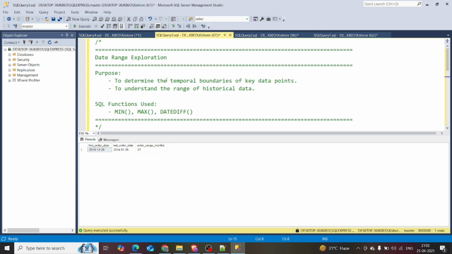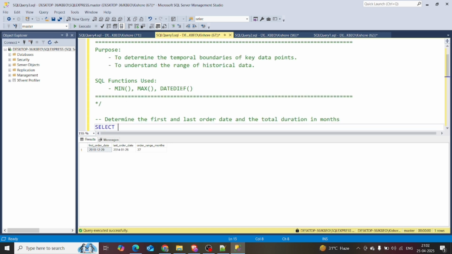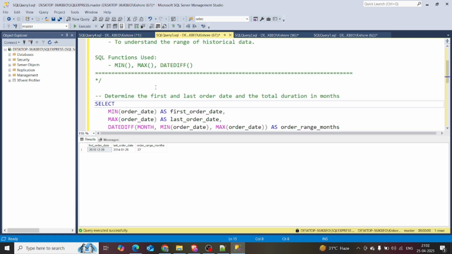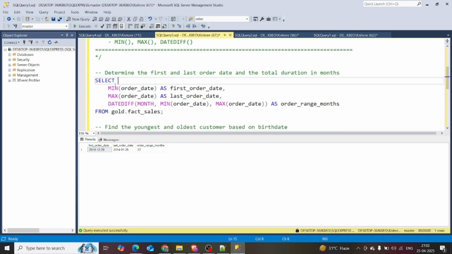In the data we have historical data, like 5 years of previous years, and you want to understand the range of that historical data. The basic SQL functions used here are MIN, MAX, and DATEDIFF. First we want to determine the first and last order date and the total duration in months. We select the MIN of order date as the first order date, the MAX of order date as the last order date, and the DATEDIFF in months between the min and max order date, from the gold facts table.